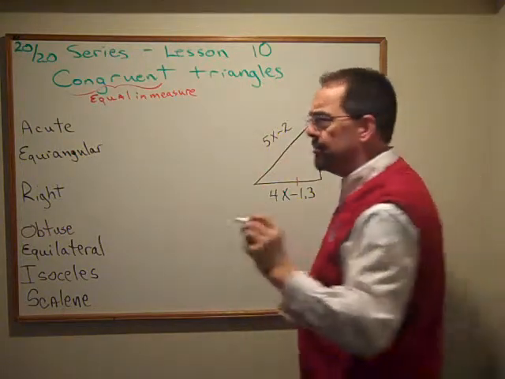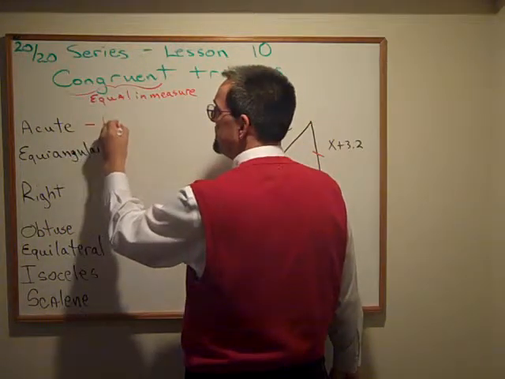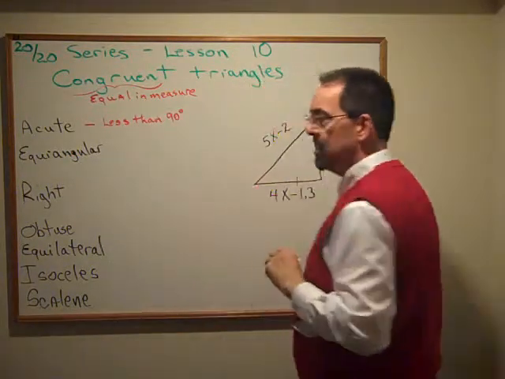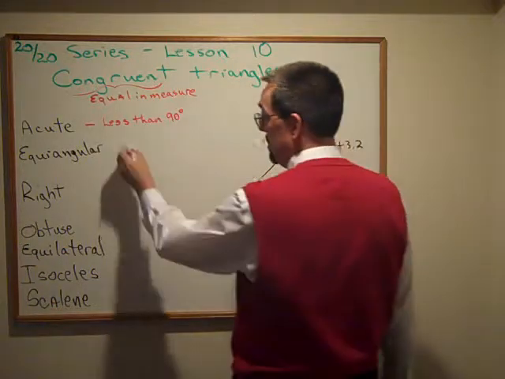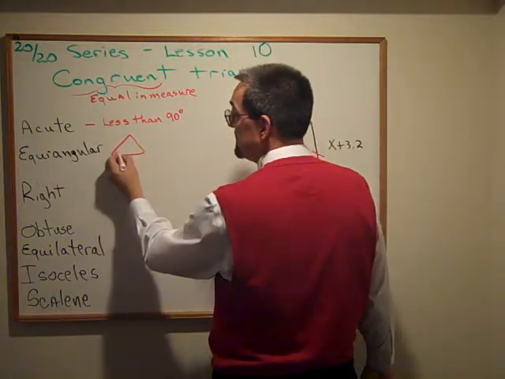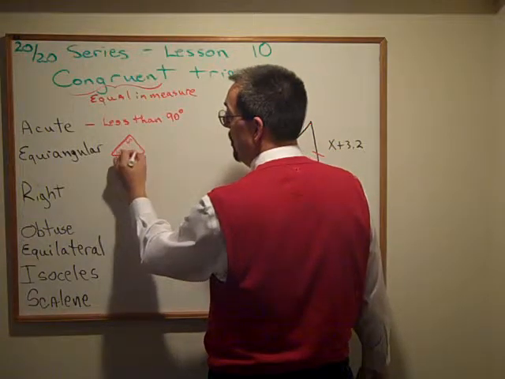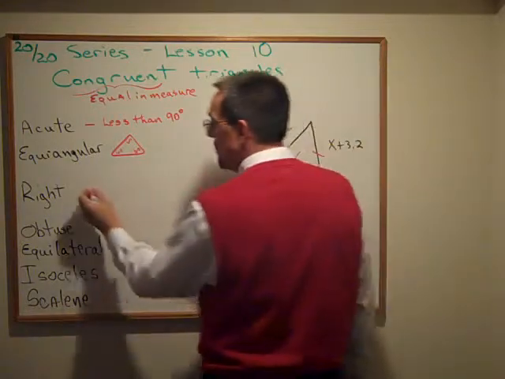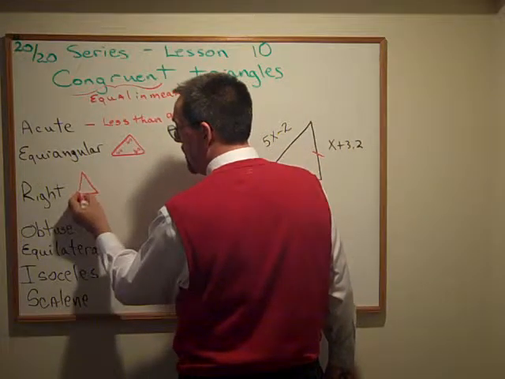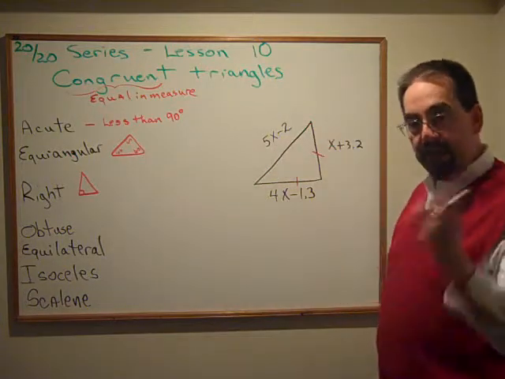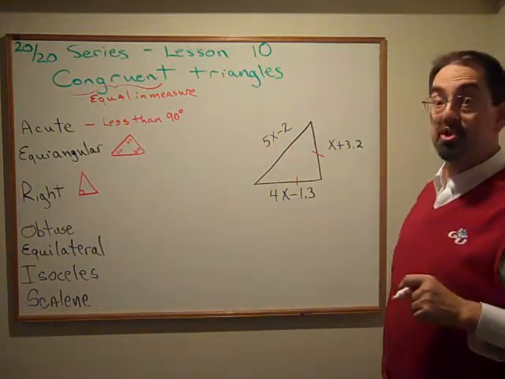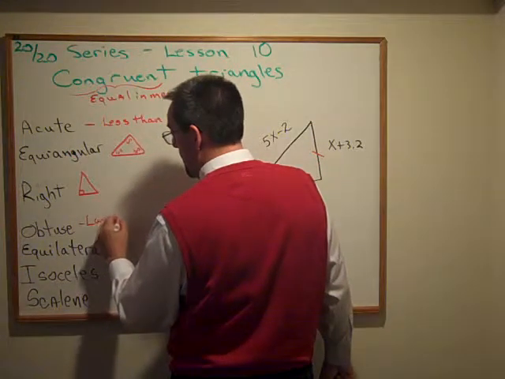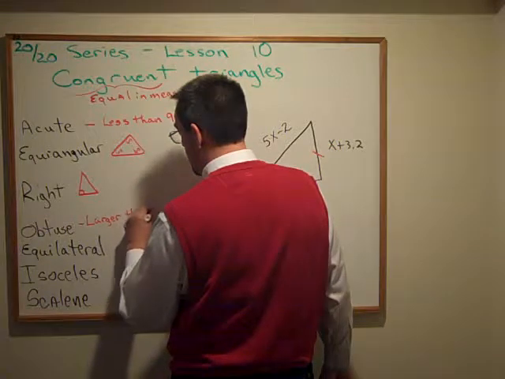Acute: less than 90 degrees. Equiangular was a triangle 60, 60, 60 where all the angles were equal. Right triangle, where one of the angles is actually 90 degrees. Obtuse: larger than 90 degrees.